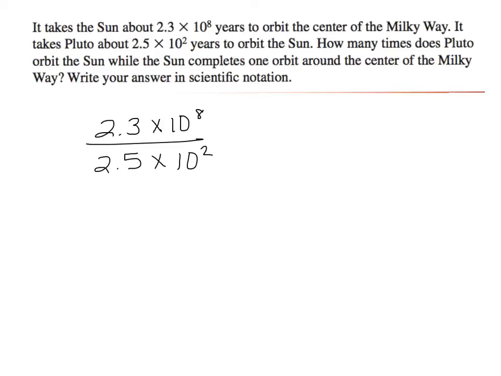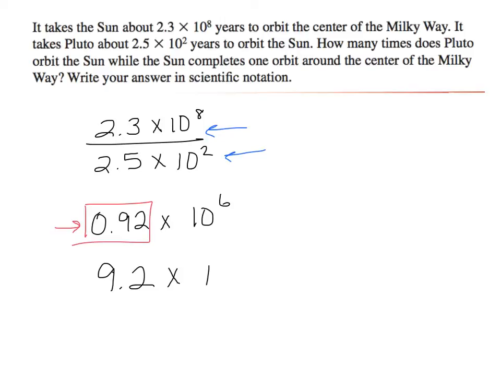So let's divide this. 2.3 divided by 2.5 gives me 0.92 or 92 hundredths, times, and now I have the same base. What do I do with the same base? When I divide, I subtract. So 8 minus 2 is 6. So 0.92 times 10 to the 6th. It's not in scientific notation because this number is not between 1 and 10. So we have to move the decimal to make it between 1 and 10. So that'd be 9.2 times 10.